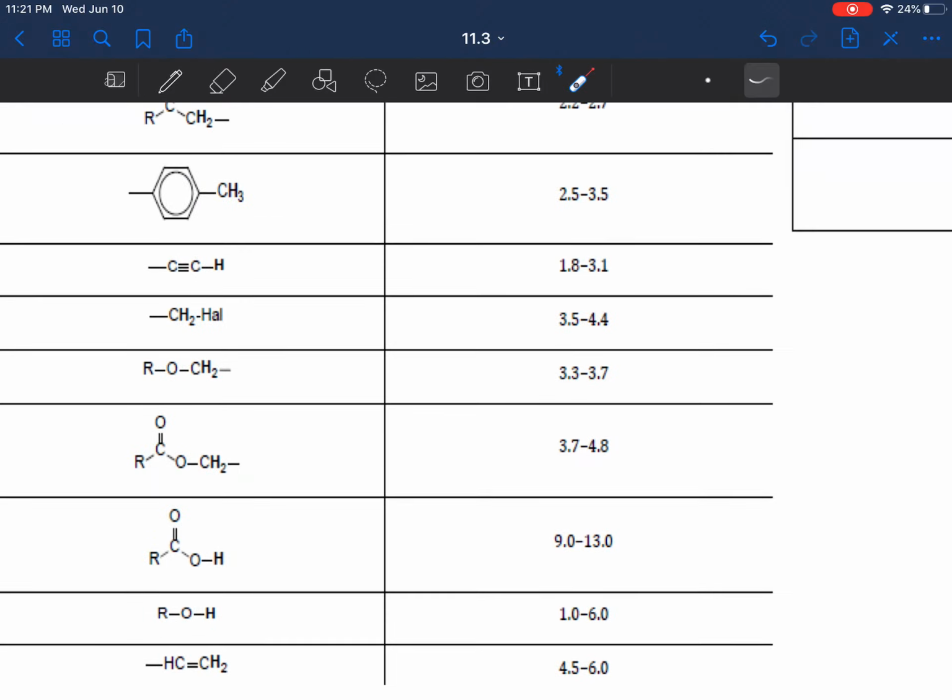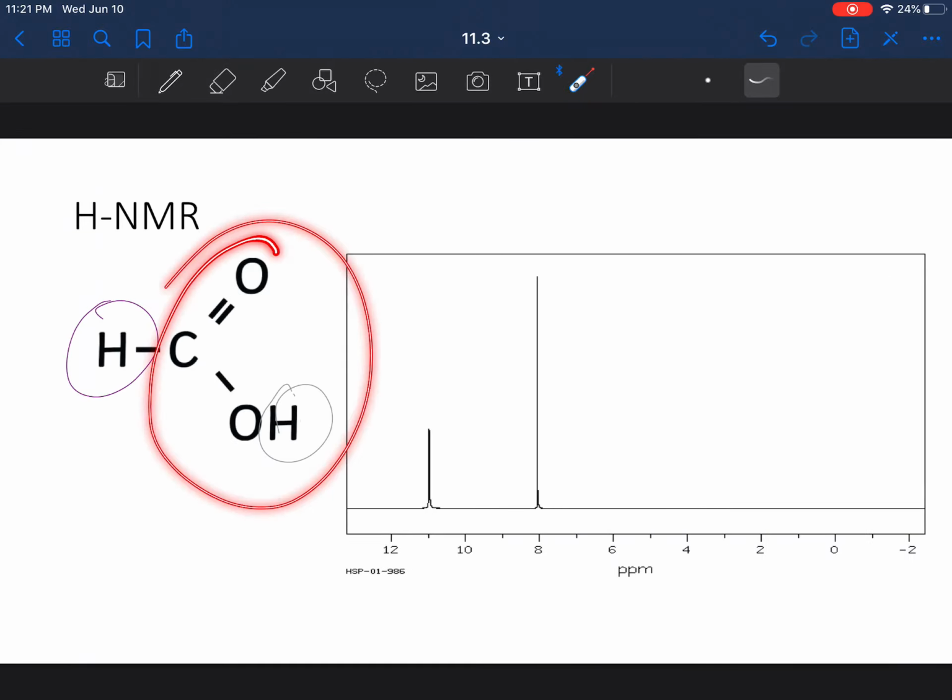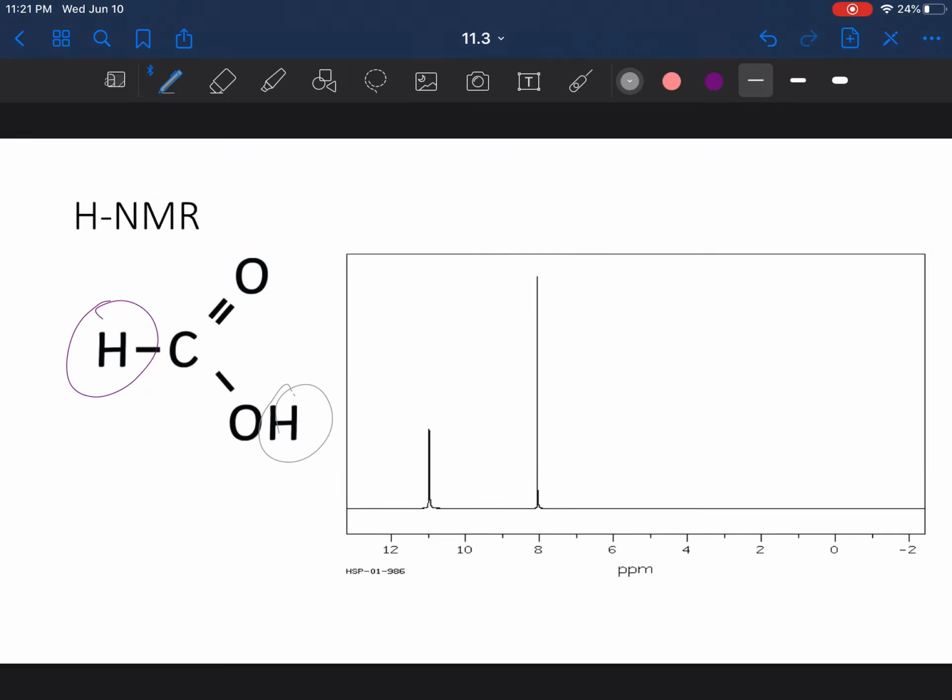So right there, from 9 to 13. So obviously 11 is between. Well, this peak is talking about this hydrogen. Oh, and it looks like this hydrogen is part of a carboxyl. Is there a carboxyl here? This is a carboxyl. My goodness. So what that means is that this peak is totally talking about this hydrogen. Right?